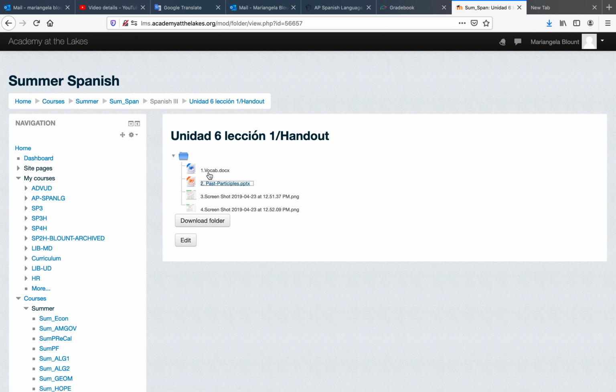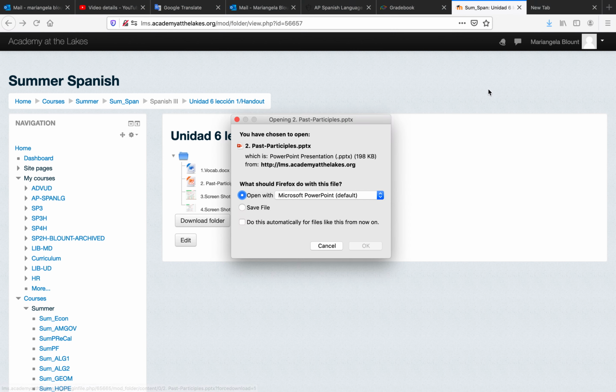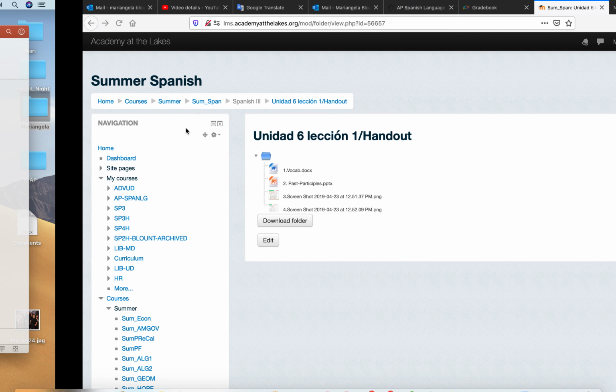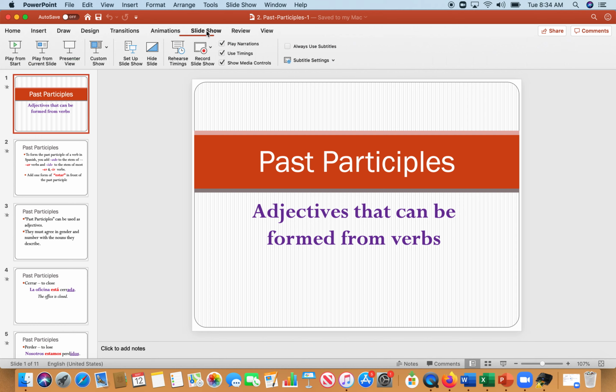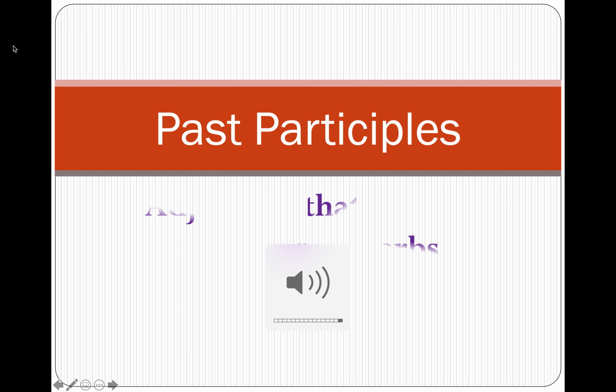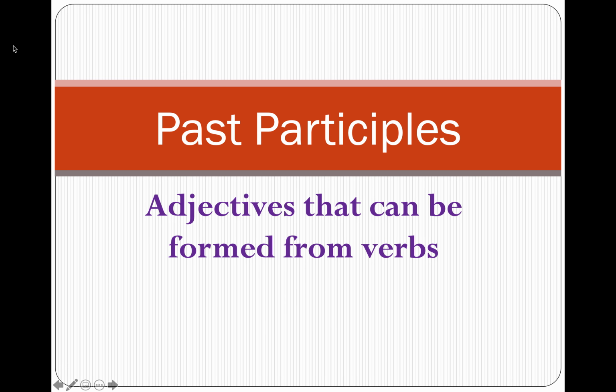All right, so you already know the vocabulario. So let's see what is pasado participio. Let me open my PowerPoint. Okay, so right here. What's pasado participio? Well, pasado participio are adjectives that can be formed from verbs, okay? Remember, adjectives are words that describe things and people. But here, we're talking about a verb that becomes an adjective. Let's see how we do that.